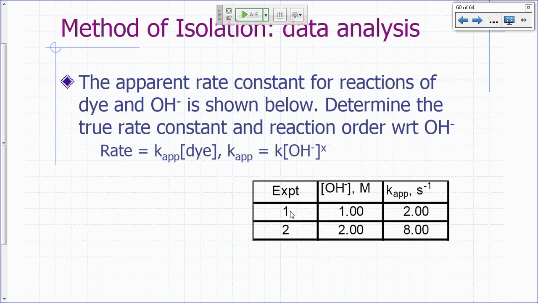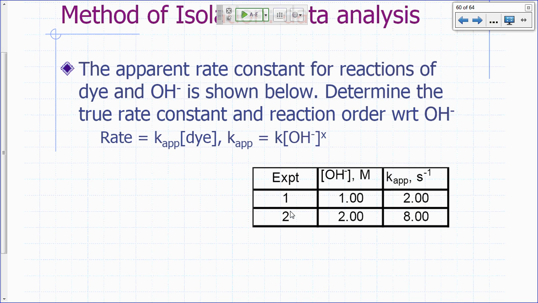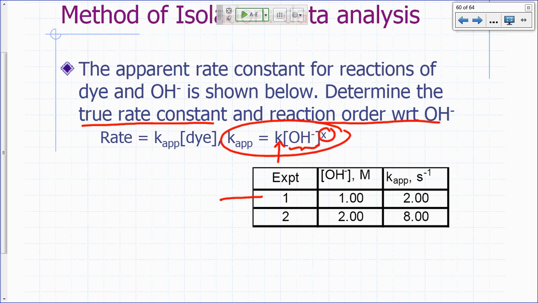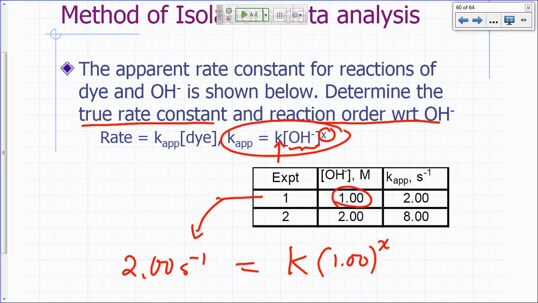Right, so let's illustrate that. The apparent rate constant for the reaction of a dye with hydroxide is shown below. Determine the true rate constant and the order of reaction with respect to hydroxide. So your apparent rate constant is just the true rate constant times the hydroxide concentration raised to the power x. For experiment 1, what's our apparent rate constant? The apparent rate constant is 2.00 per second, equals the true K times, what's the hydroxide for experiment 1? 1.00 raised to the power x.